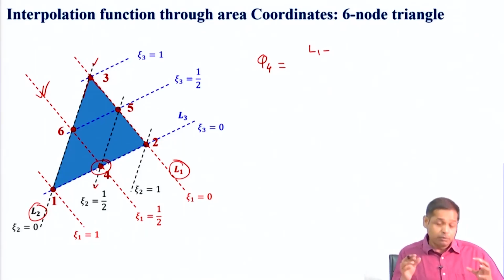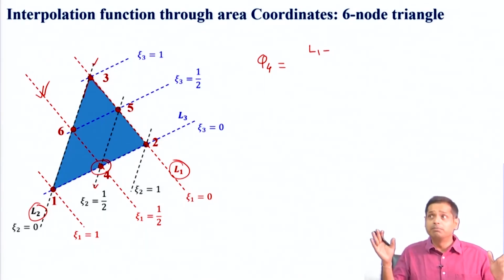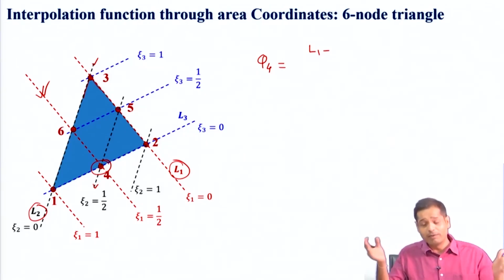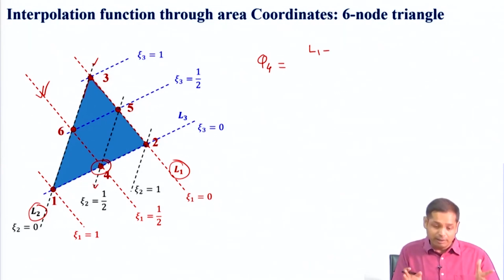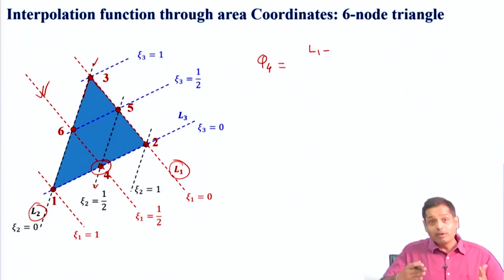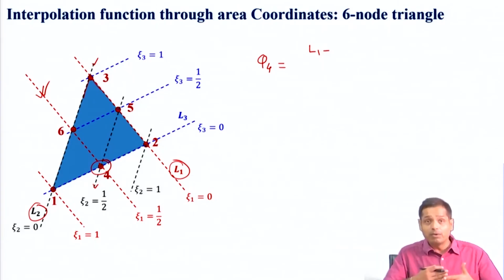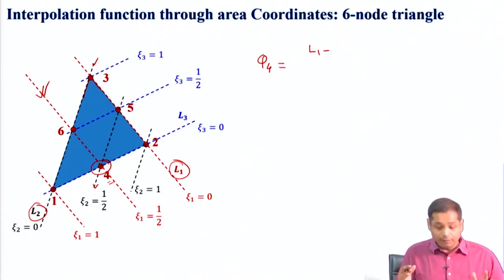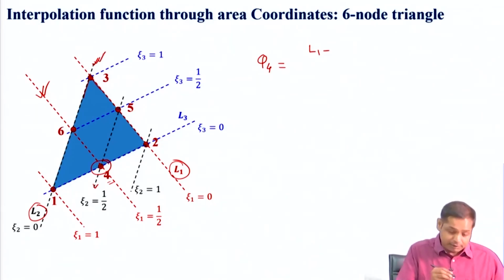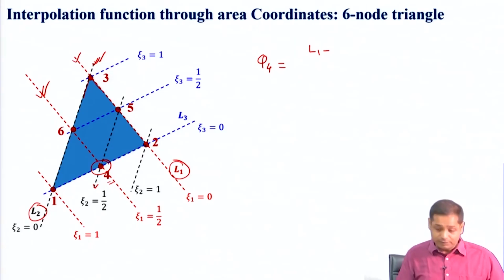This is very similar to what we did for quadrilateral elements, where we took the tensor product to get the shape function. It is a very similar concept. Now our coordinates are not orthogonal coordinates, but we have two coordinates, and somehow we have to take the product of these two coordinates to get the shape function at node number 4, using the information from this coordinate and information from this coordinate.